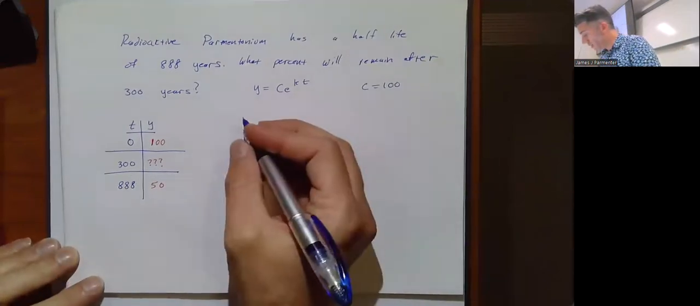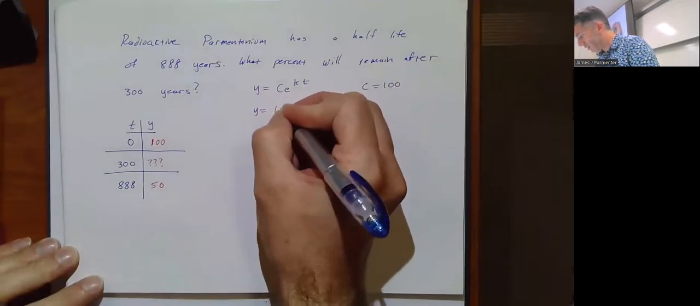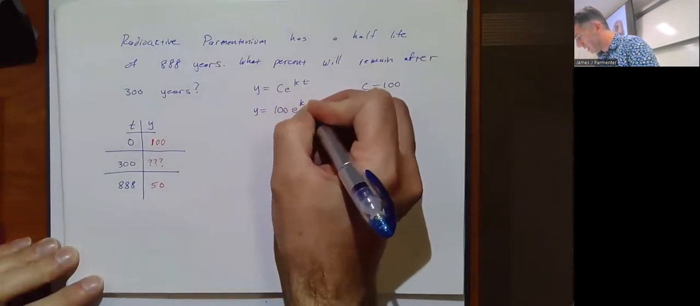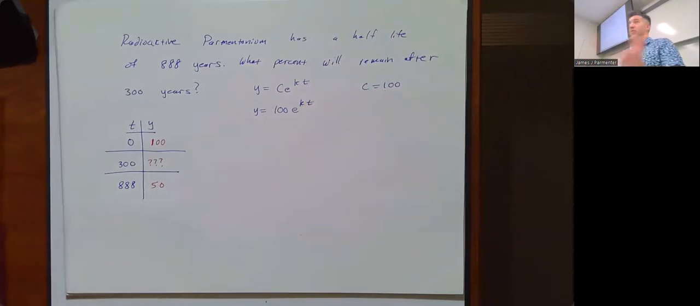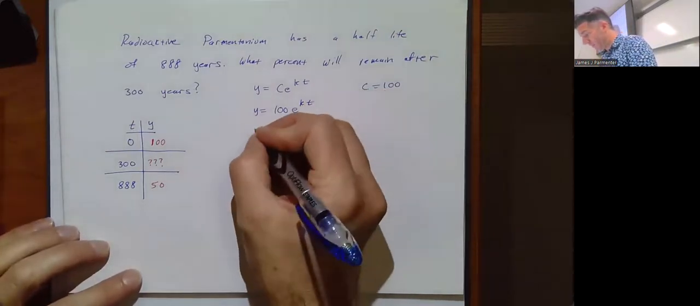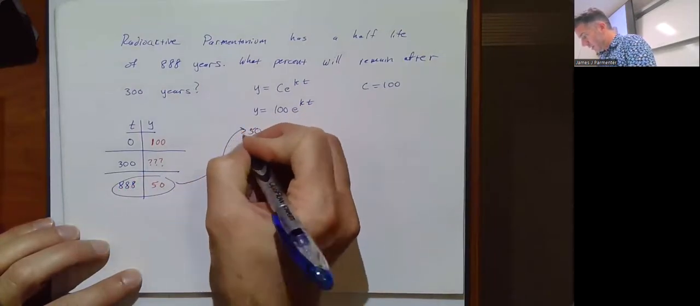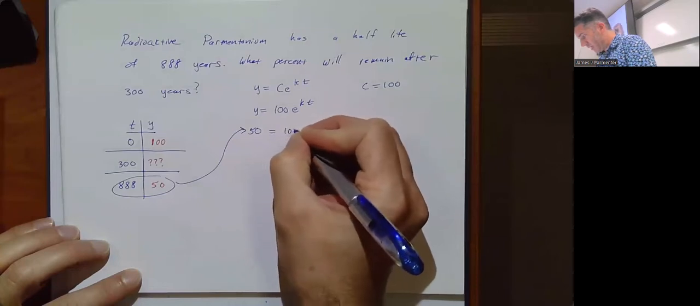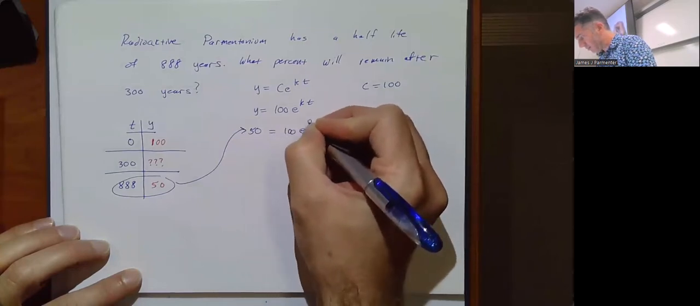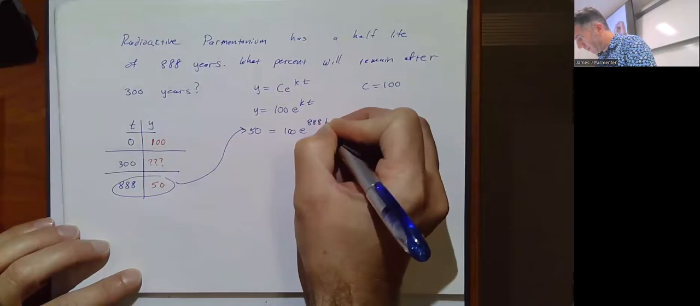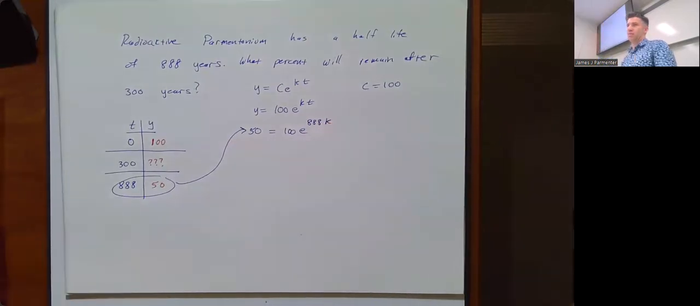Okay, so then we have y equals 100 e to the kt. And now we're going to plug in the other point of data. We're going to plug in that y is 50 and time is 888 years. I prefer to write the number before k, but it doesn't really matter.